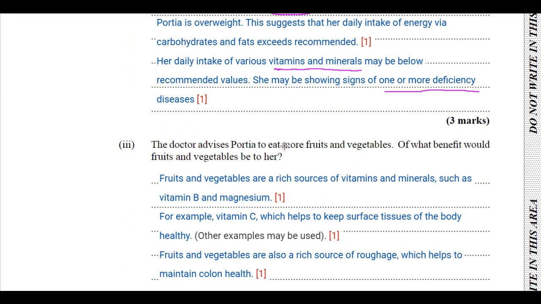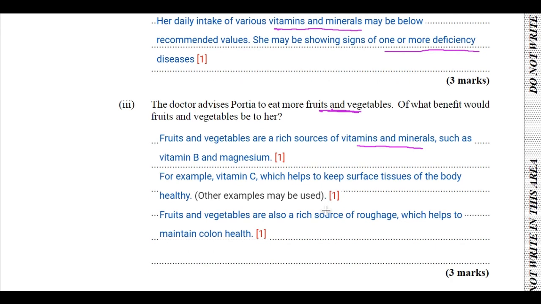So he's advising her to eat more fruits and vegetables. So that means what we said in that last part is true, right? Because if he's advising her to eat this, he's thinking about vitamins and minerals that are needed. So we're asking, okay, what benefit would they be to her? Well, first thing again, what are fruits and vegetables a source of?